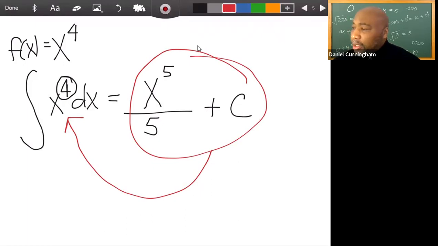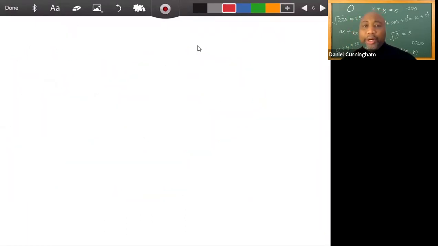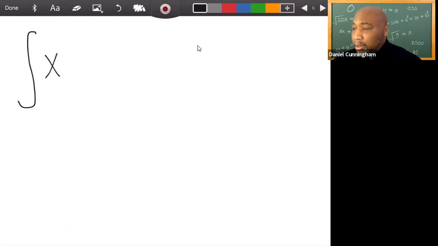So let's do another one. Then I'll show you some arbitrary ways of how to write it and understand some different symbols and formulas that we're going to use. Let's say we want to take the integral of x to the 7th with respect to x, dx. Got to put that there.